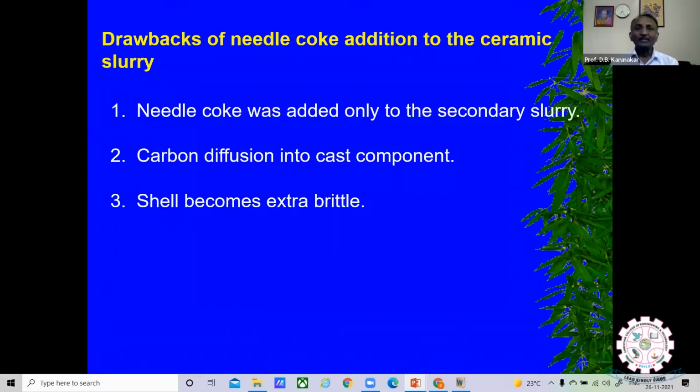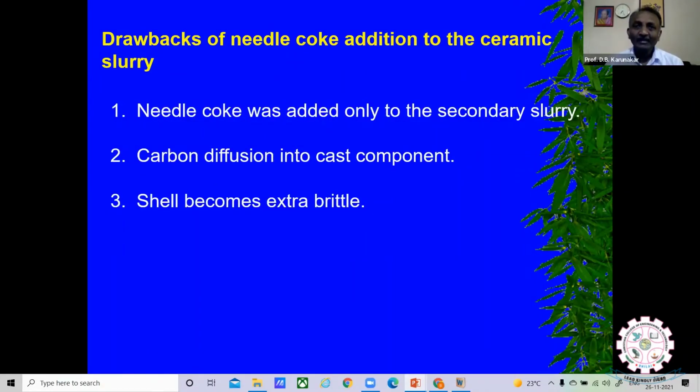Now, what are the drawbacks of the needle coke addition to the ceramic slurry? Again, the same problem that was faced with the nylon fibers. What's that problem? The needle coke could be added only to the secondary slurry. What about the primary slurry? They could not mix it into the primary slurry. What would have happened had they mixed this needle coke into the primary slurry?